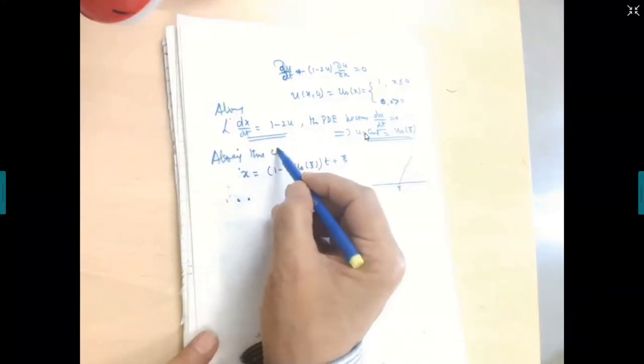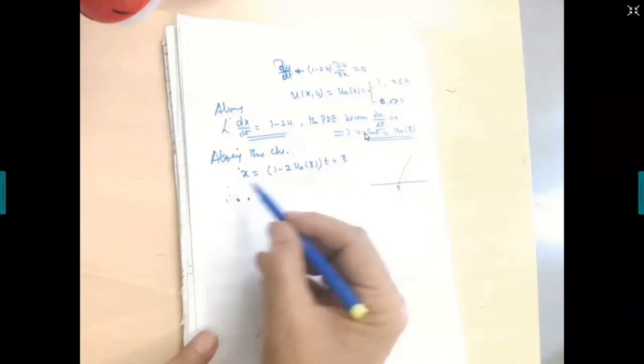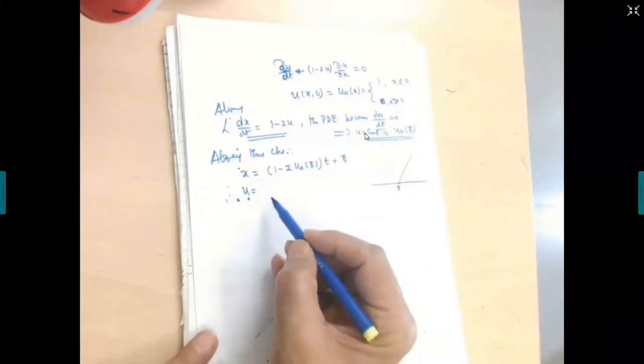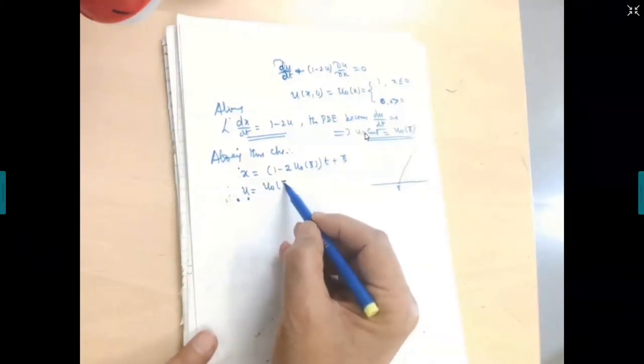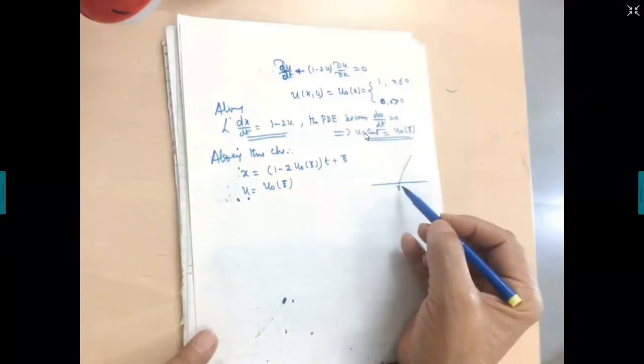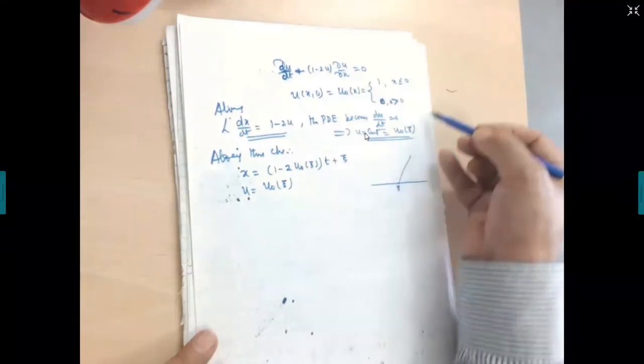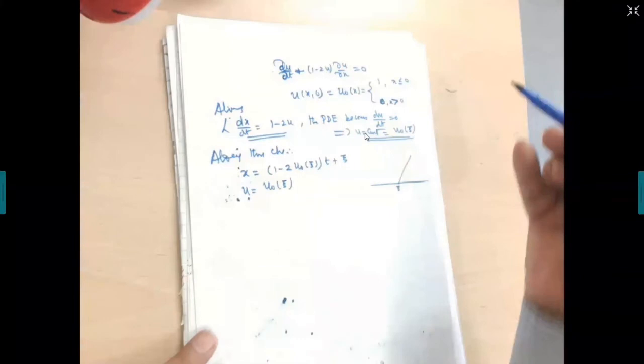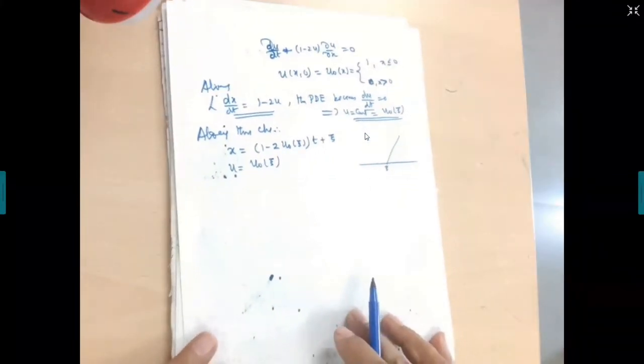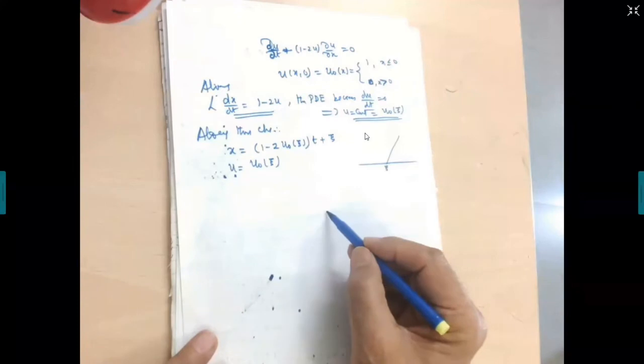Along these characteristics, what is u? u is equal to u naught of xi. Whatever the information is available here, it propagates along the characteristic curves. Good. So can you tell me now what is the solution?